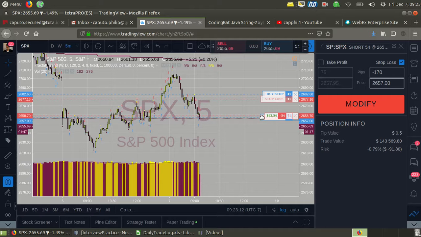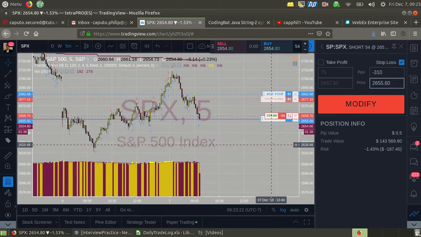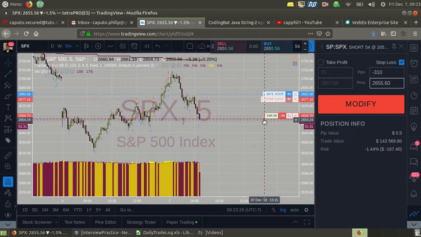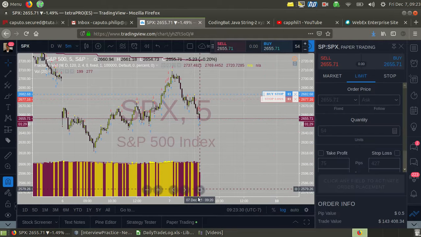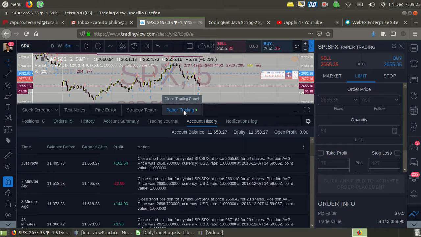It seems to be making some new lows, which is giving us more profit. So I got locked in now $167 of profit locked in. We'll continue to move this stop down as price moves down. We're gonna get stopped out. We got stopped out right here. So there's a lock in of $162 profit. We're up to 11.6 in our account.